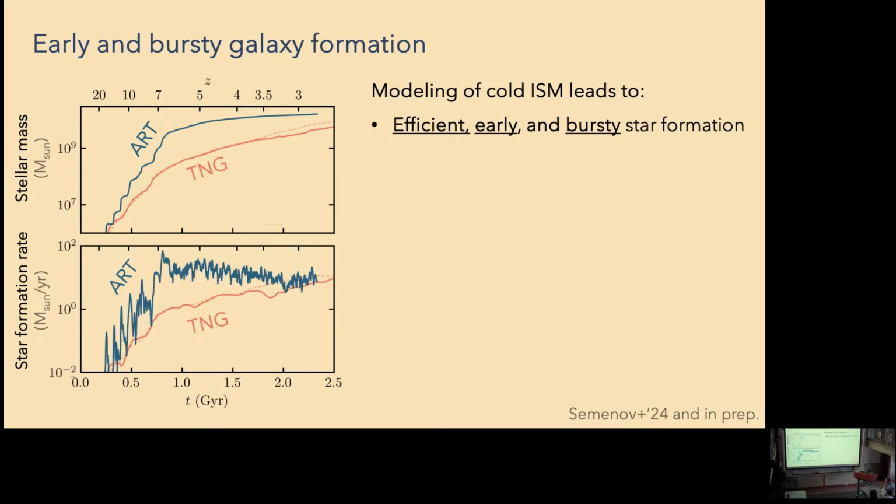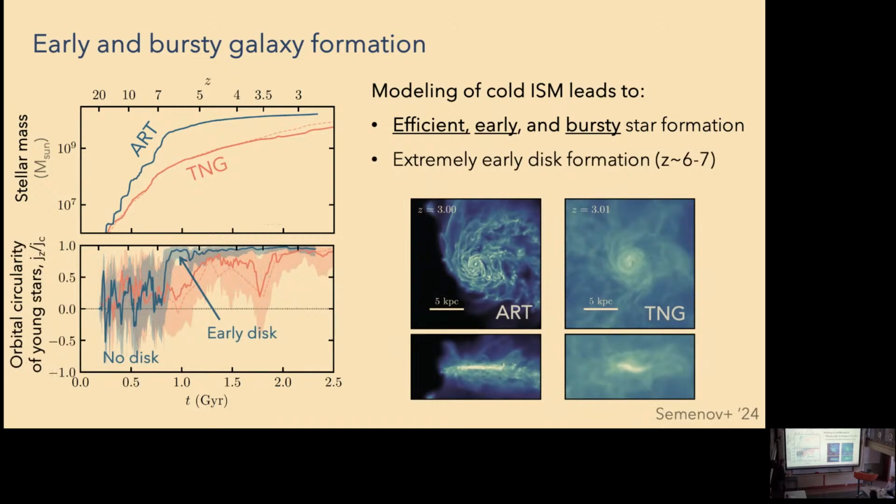So here, for example, is the comparison of the stellar mass and star formation rate. This new simulation, which I'll call Oort after the code that I'm using, shows significantly earlier, more efficient, and more bursty star formation than the TNG model. Star formation ramps up exponentially early on, and then saturates and settles. And this transition at around redshift 7 corresponds to the formation of the relatively thin, stable star-forming gas disk.